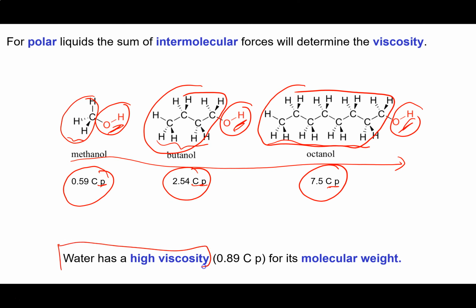Water has a pretty high viscosity. That's not really that surprising because we have the potential for hydrogen bonding, right? So hydrogen bonding is always going to increase boiling point and viscosity.